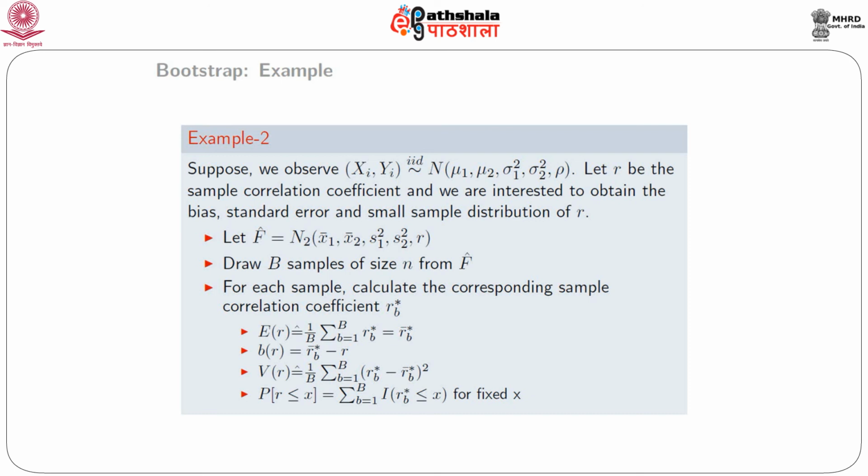An estimate of the variance of R can be obtained by 1 by B summation b runs from 1 to B of R B star minus R bar hat star, whole square, where R bar hat star is the mean of all bootstrap sample correlations obtained. And the probability of R less than or equal to x is 1 by B summation b runs from 1 to B of indicator R B star less than or equal to x, for fixed x. So, this is some sort of an empirical CDF of R1 star, R2 star up to R capital B star, and using this we can find the small sample distribution of R.